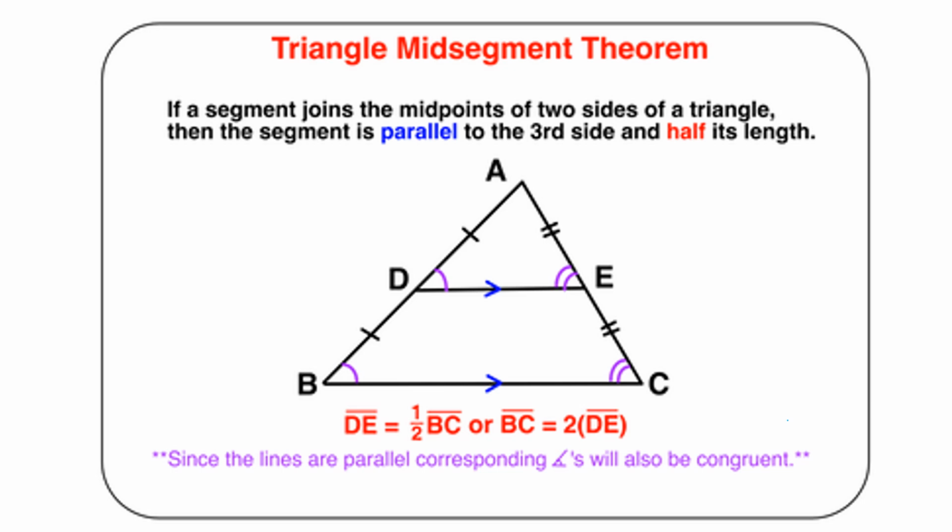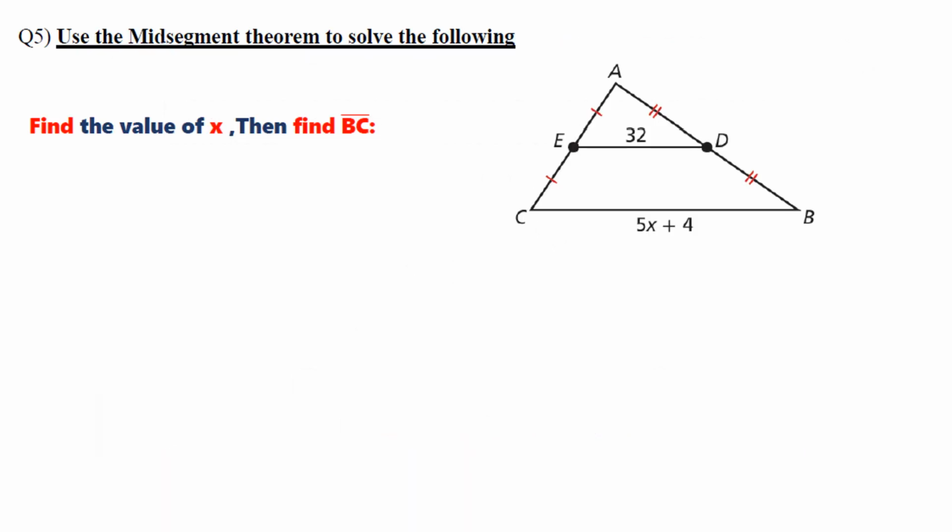One more thing in the triangle theorem, remember that for two lines that are parallel to each other, their corresponding angles are equivalent to each other. Now let's try to solve the questions. Apply the mid-segment theorem. As I told you, first of all we have to establish the relationship.